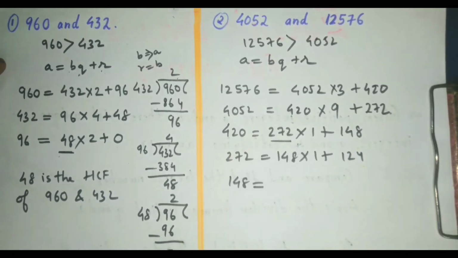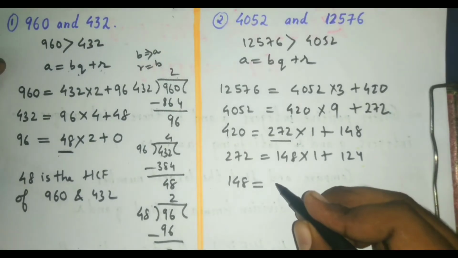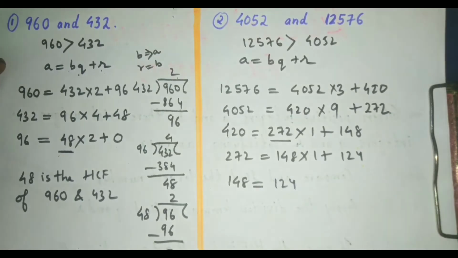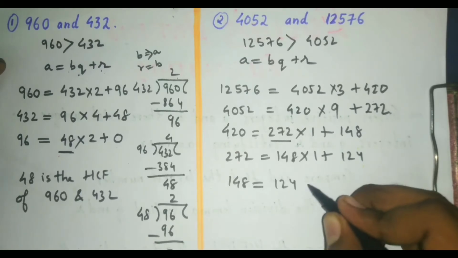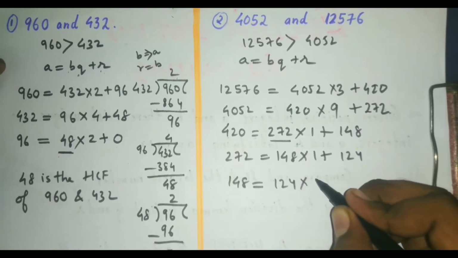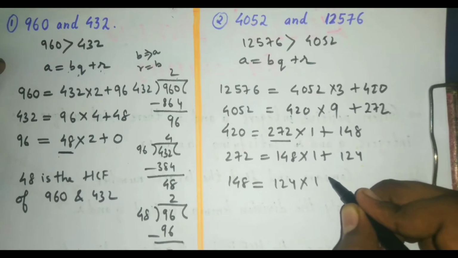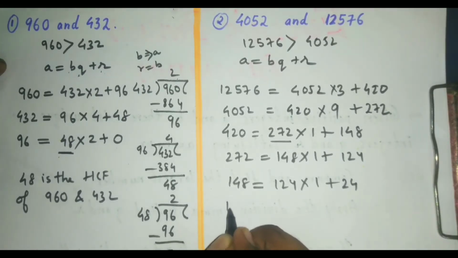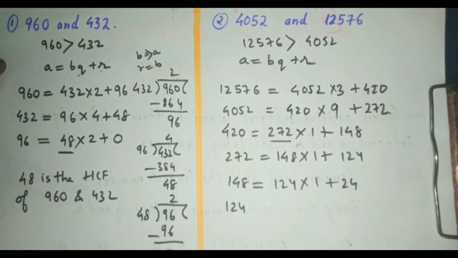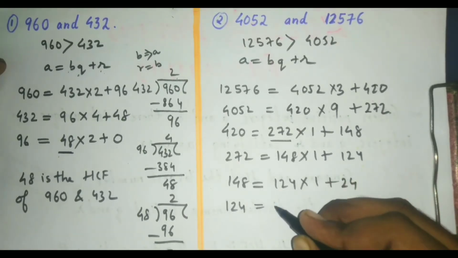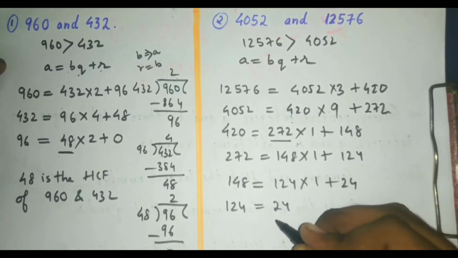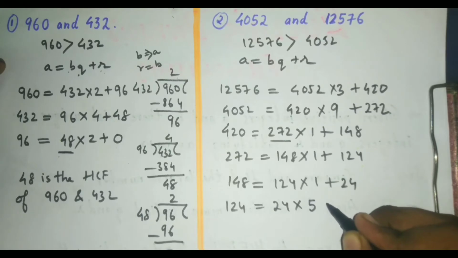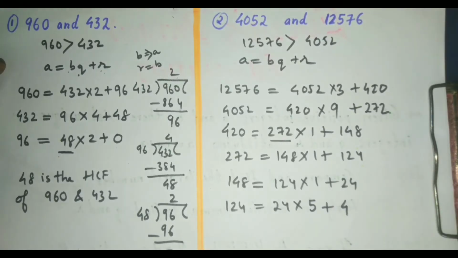Now again the same procedure. 148 is equal to, we can say, 124, right? The remainder becomes B and into how much? It will be again 1, remainder will be 24. Fine. Again the same thing. 124 equal to 24, remainder becomes B into how much? It will be around 5 plus remainder will be 4.